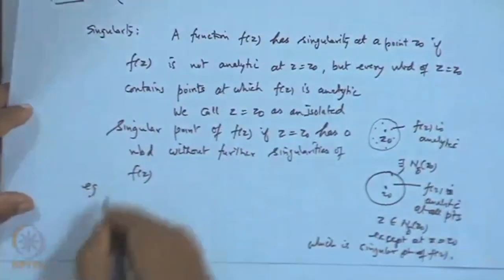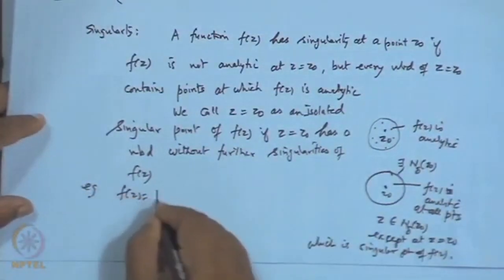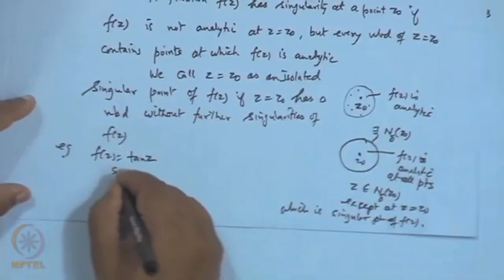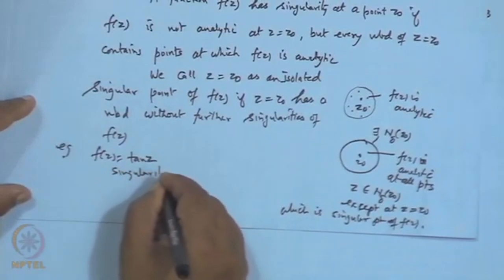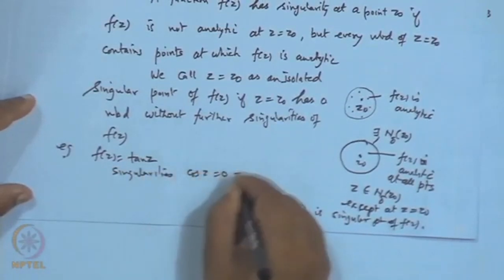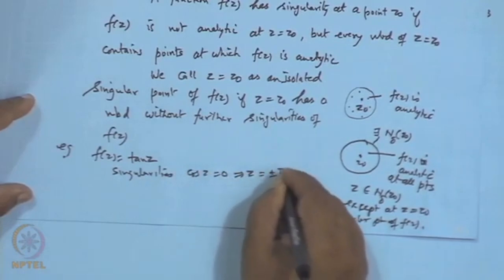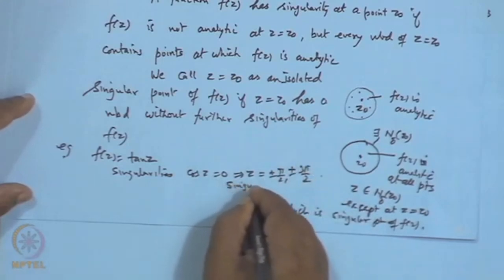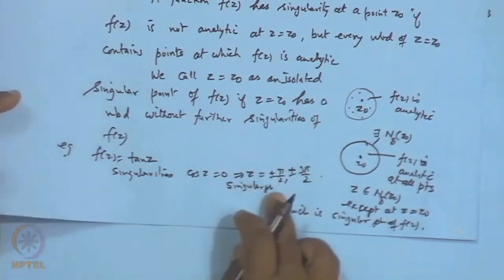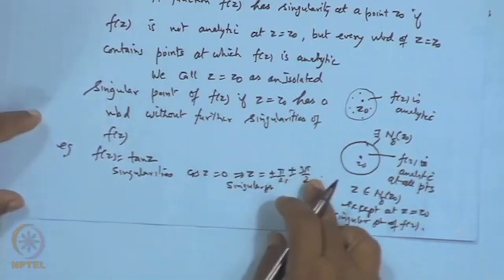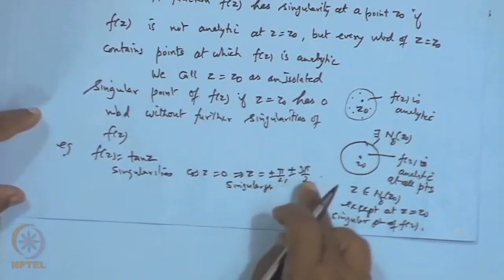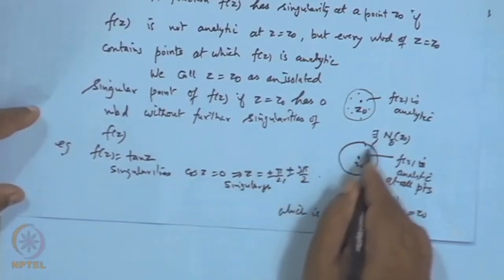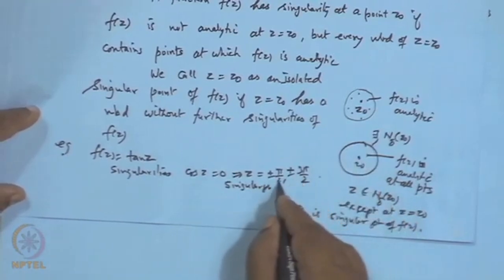An example we have seen: if we take the function f(z) equal to tan z, then obviously this function has a singularity where cosine z is 0, which means z must be an odd multiple of pi by 2. These are the singular points, and each one is an isolated singular point because there is a sufficient gap between minus pi by 2, pi by 2, 3 pi by 2. So, one can obtain a neighborhood with a suitable radius which does not include another singularity except the point itself.